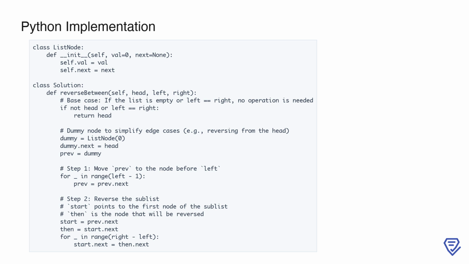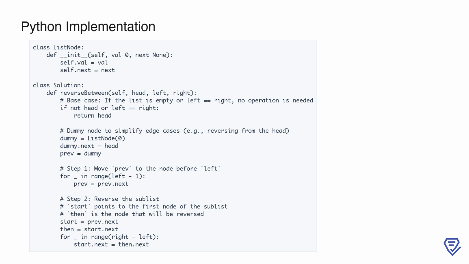First, we handle the base cases. If the list is empty or if left and right are the same, there is nothing to reverse, so we simply return the head as is. Next, we introduce a dummy node. This is a common technique to simplify edge cases, especially when the reversal starts at the head of the list.